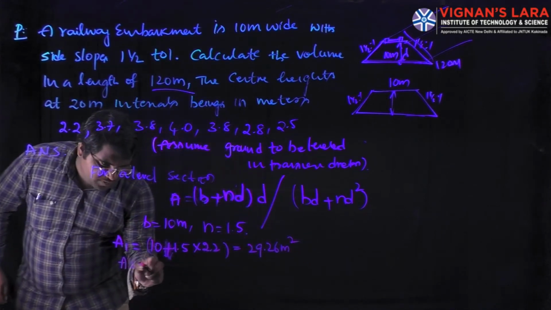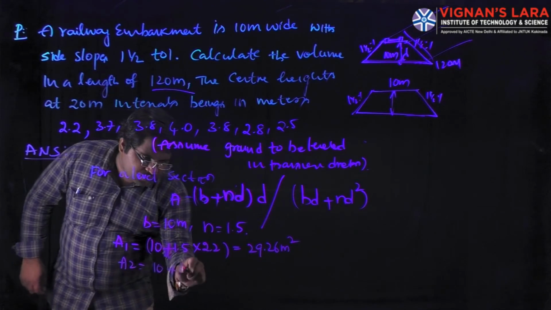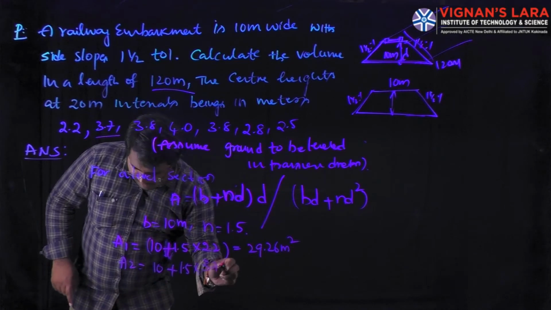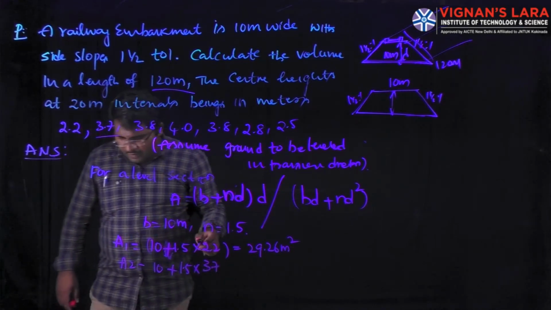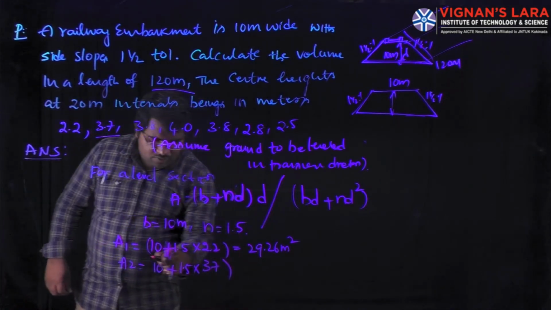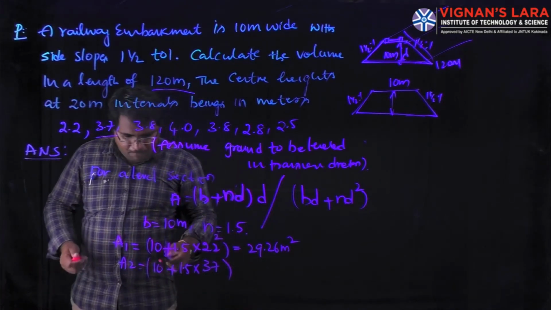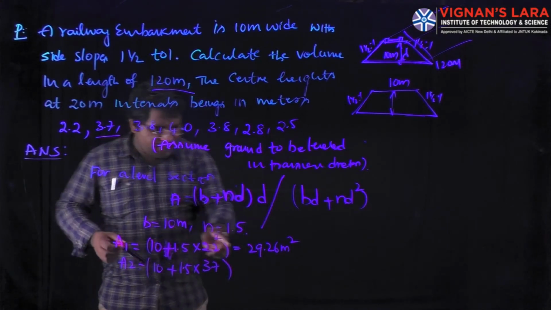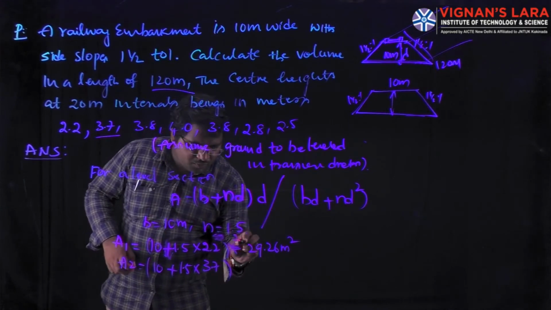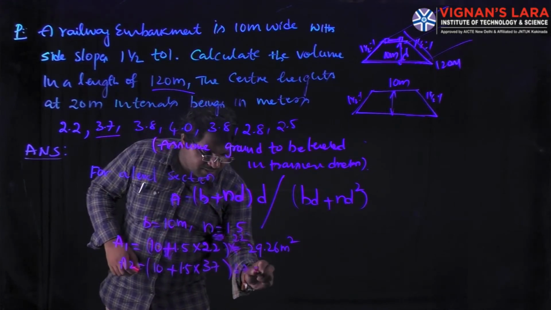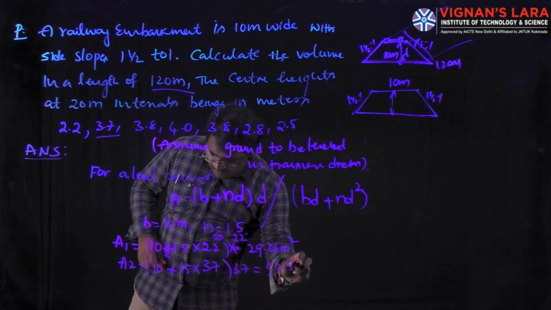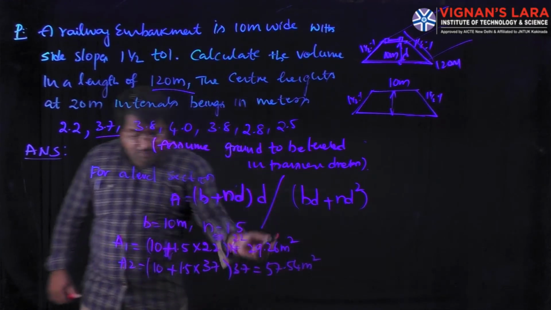Then A2 is 10 plus 1.5 into the next height, that is 3.7, and we need to multiply it with D, here 3.7. So this gives a value of 57.54 square meters.